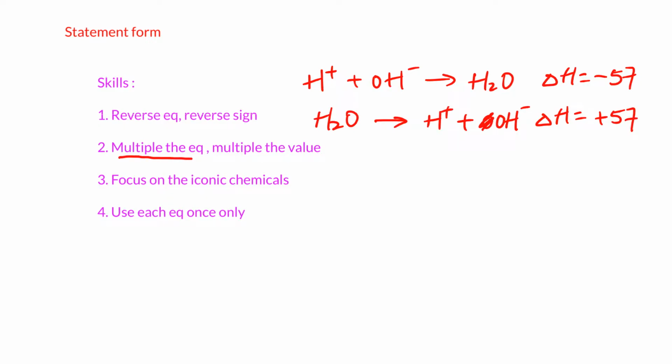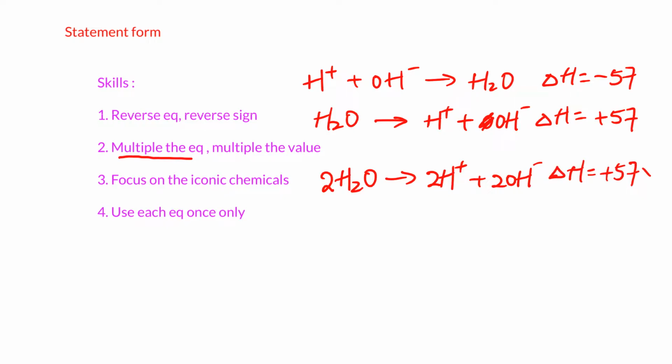And then sometimes we need to multiply the equation. When we multiply the equation, we also multiply the value. For example, if we multiply the equation above, we have 2H2O breaking down, and then delta H equals positive 57 times 2.